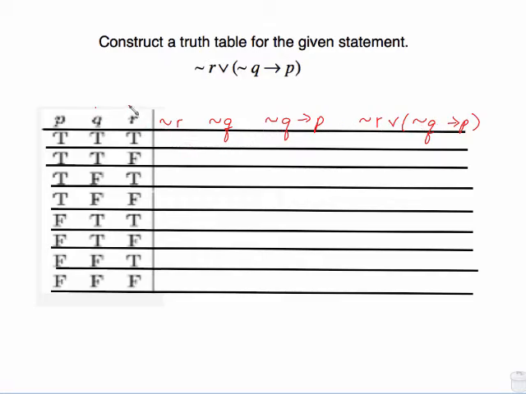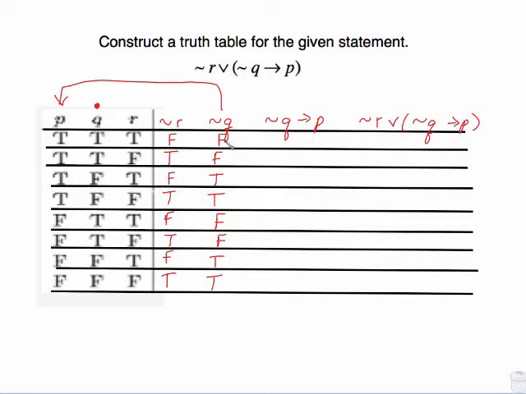So not R says look in the R column and change all those T's to F's and the F's to T's. So this goes FT, FT, FT, FT. Not Q tells me to look at this column and change all of those, so all of the T's become F's and all the F's become T's. Now, not Q implies P. If not Q, then P. That is this column going to this column using the conditional.